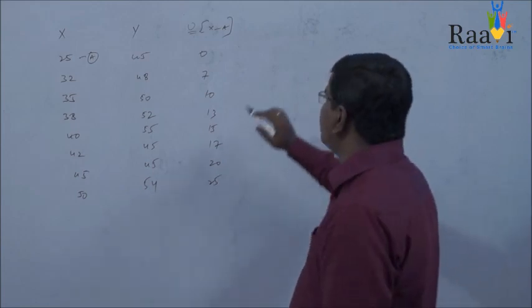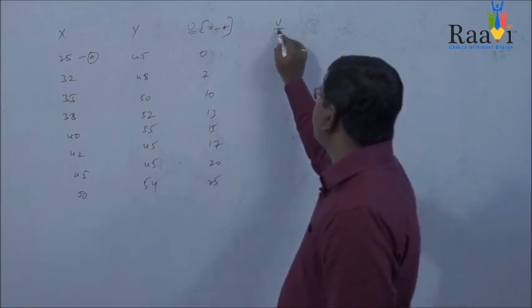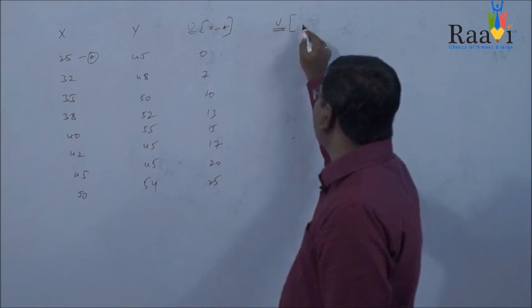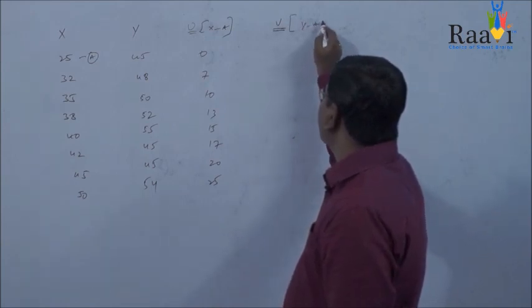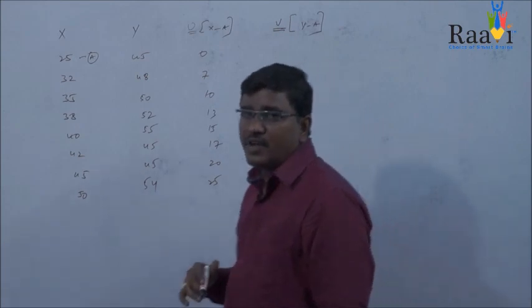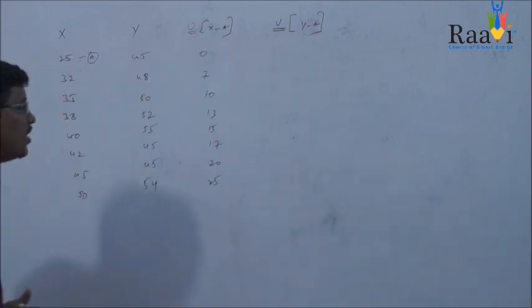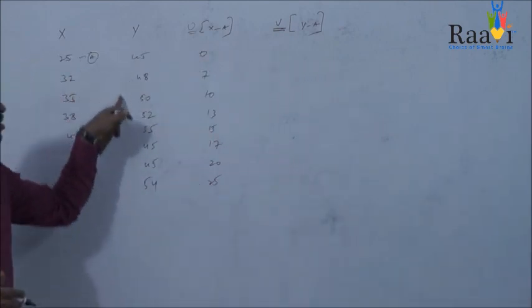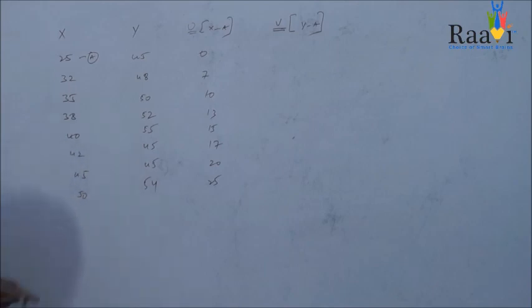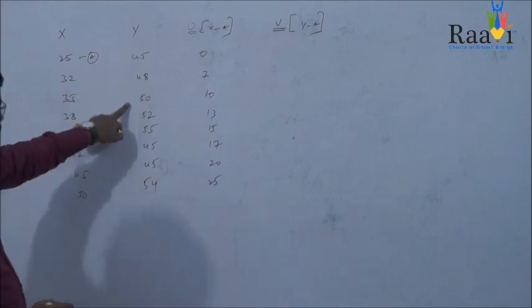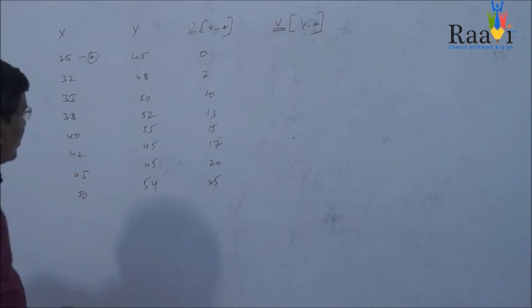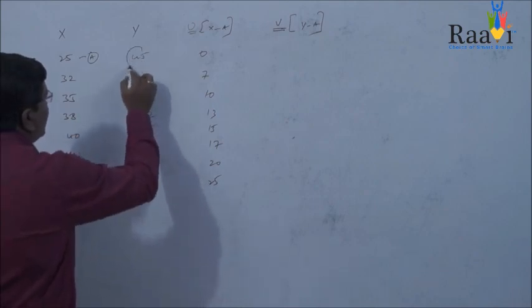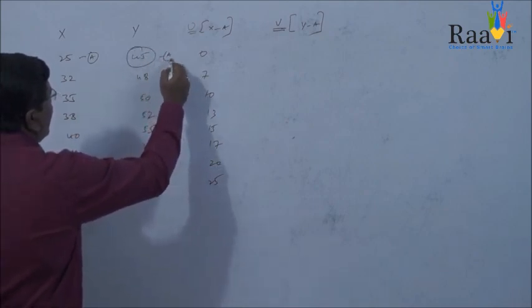And next, if you see the V values, how will we get V? We will be getting V as Y minus A. A is nothing but the least value of the Y variable. The least value of the Y variable is 45, so we will be assuming this 45 as A.